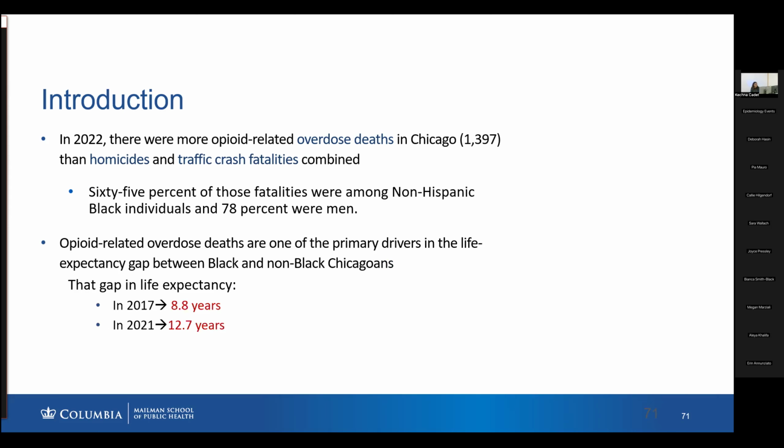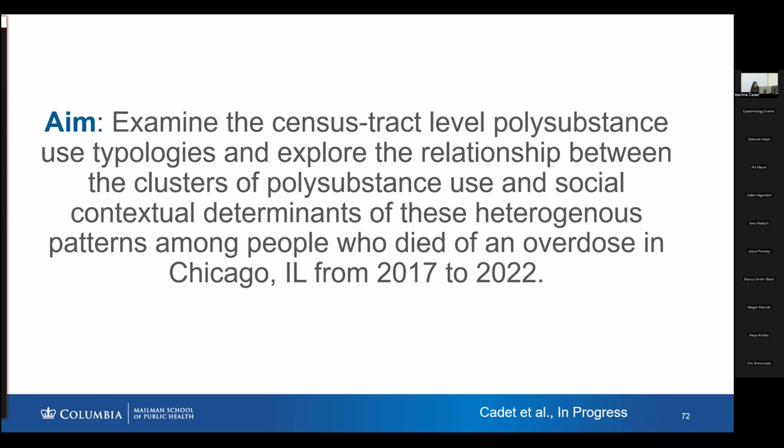But we see that in 2017, the gap was about 8.8 years, but by 2021, we saw that it had increased to 12.7 years. And so my collaborators over at Penn and some of my collaborators here at Columbia, we were interested in understanding some of the census tract level polysubstance use typologies to explore the relationship between the clusters of polysubstance use at the census tract level and some of the contextual determinants as well among people who died of an overdose from 2017 to 2022.